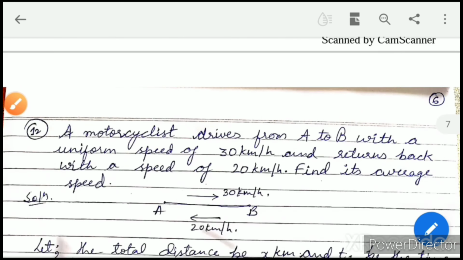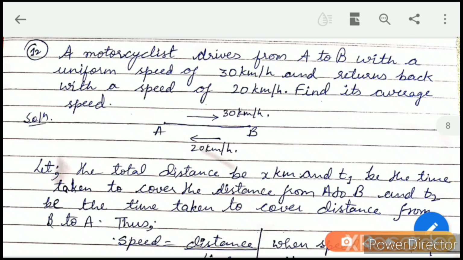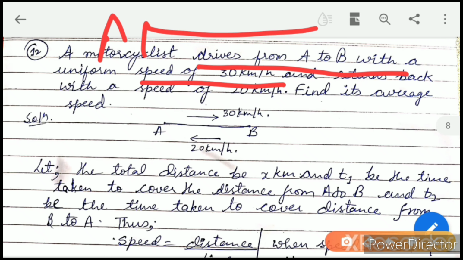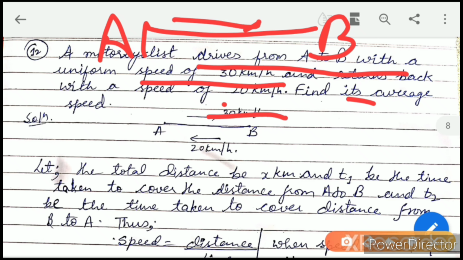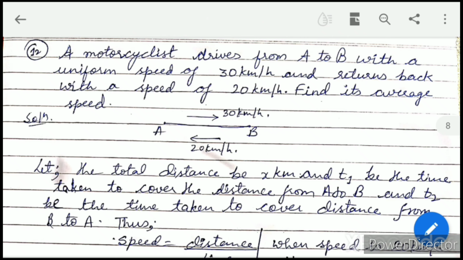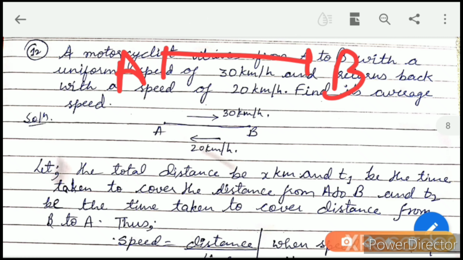Now come to next, that is a motorcyclist drives from A to B with a uniform speed of 30 km per hour. Okay, this is A point, this is B point. He is driving with a uniform speed of 30 km per hour and returns back with the speed. The speed has changed, 20 km per hour. Find its average speed. Okay, the distance will remain same because A and B points are the same points. The distance is not going to change.